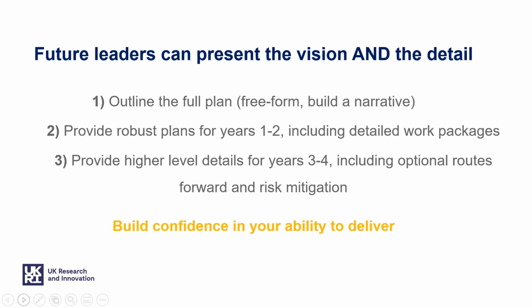So make sure there are clear deliverables in the first 2 years and that robust plans and detailed work packages are in place to achieve these deliverables, because this will really back up your vision and show that it's achievable. You should then provide a higher level overview and details for years 3 and 4, including optional routes for risk mitigation and some of the different routes you can take forwards. Because by doing this, you acknowledge that as well as rewards, there will be risk with your project and that you have thought about this contingency planning.